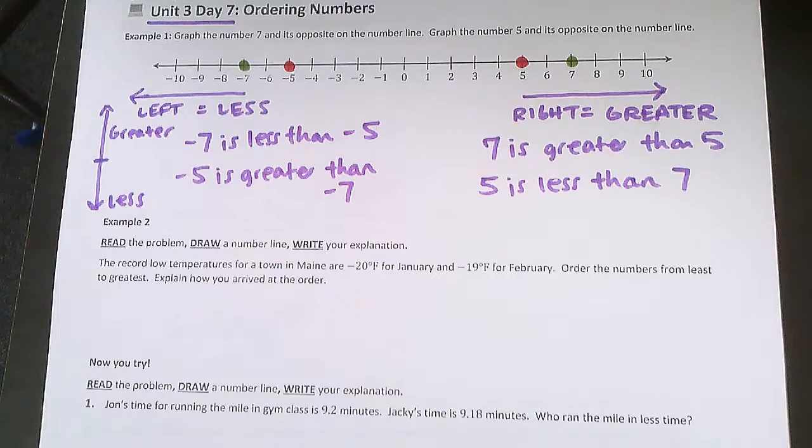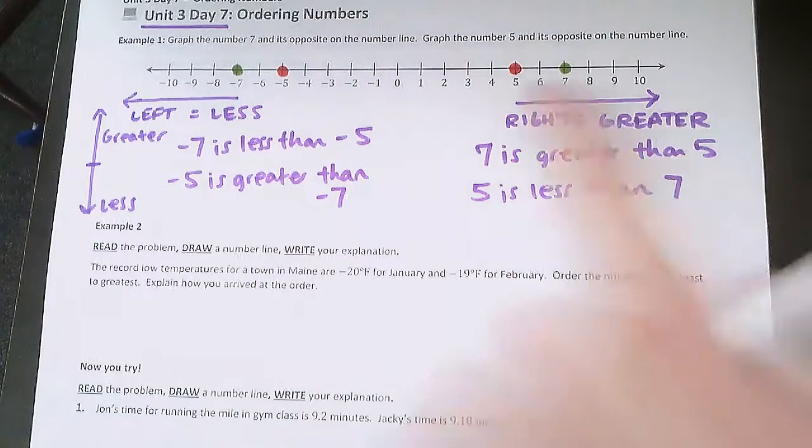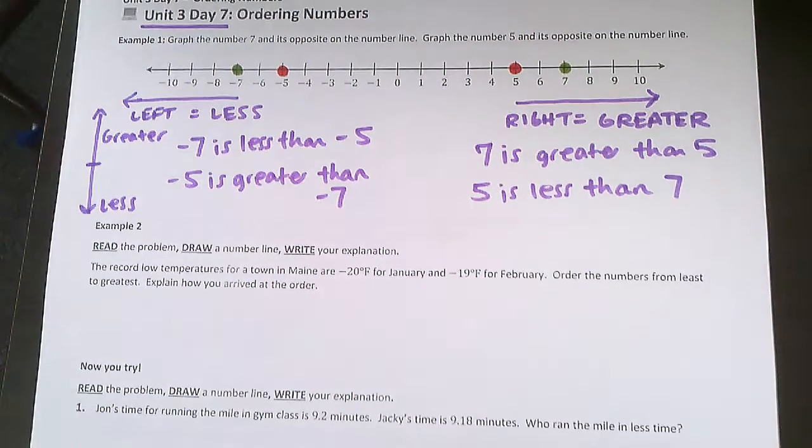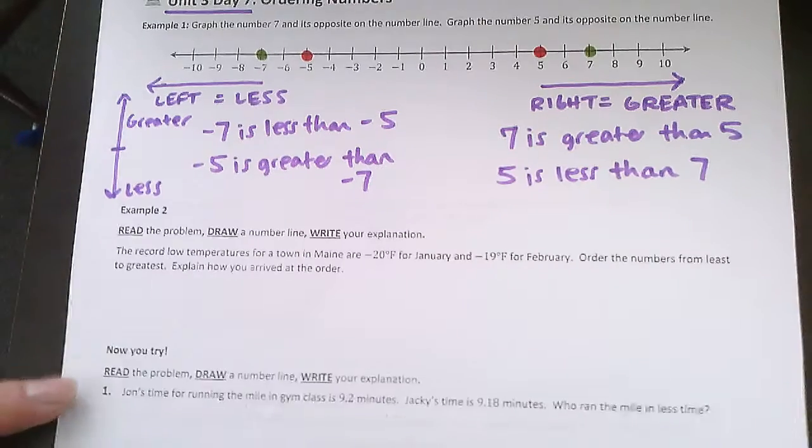Okay, so just remember that if something's to the left of a number, it's less than that number, and if a number is to the right of a number, it's greater than that number. Now let's try this in some real life situations.